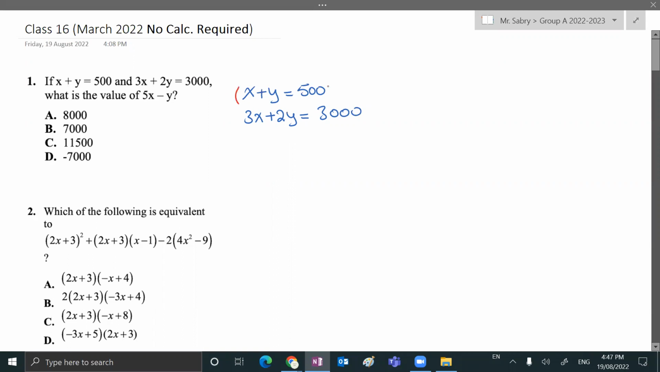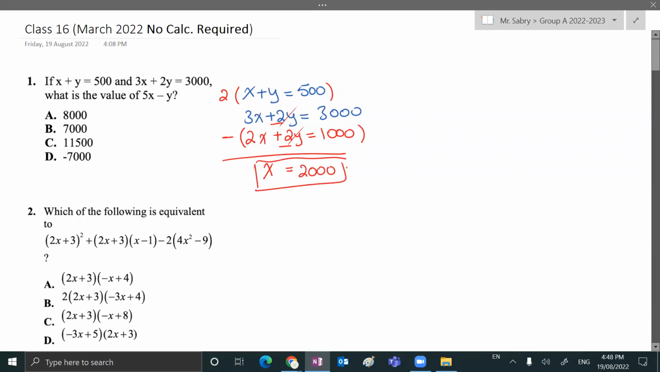So what do I mean by that? Well, if you multiply this whole thing by 2, you'll have a new equation that has 2x plus 2y equals 1000. In that case, if I wanted to eliminate the y's and find the value of x, I'll subtract because both have the same signs. If they had different signs, I would have added. So 3x minus 2x will give me only 1x. 2y minus 2y, they'll cancel each other. And then 3000 minus 1000 is 2000, and I got the value of x.